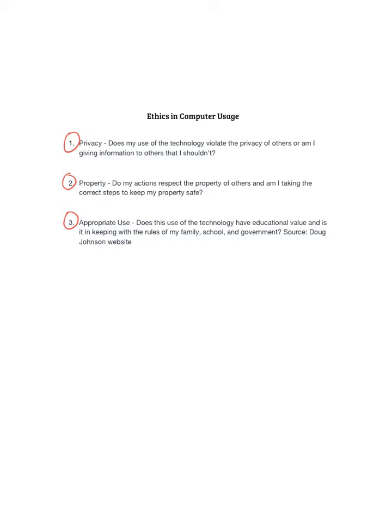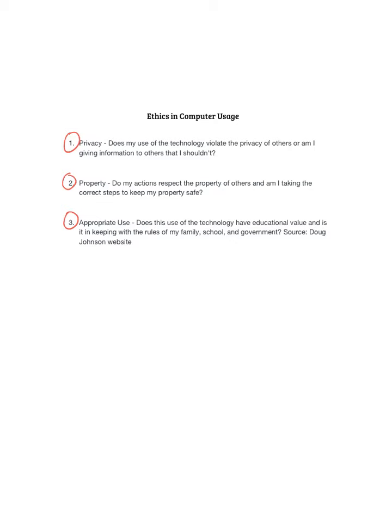Number one is privacy. So when we look at an issue that relates to privacy as an ethical issue in computer usage, and when I say computer usage, I really should say technology, which could include your phones, iPads, laptops, gaming consoles, anything like that. So number one, privacy. To be a privacy issue, it needs to answer one of the two questions. Does my use of the technology violate the privacy of others? Or am I giving information to others that I shouldn't?